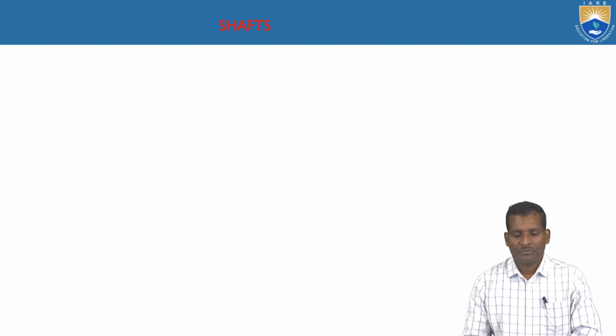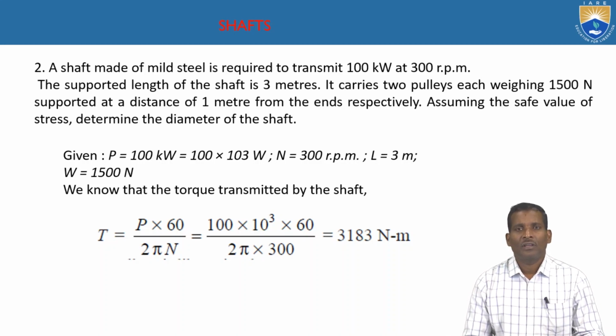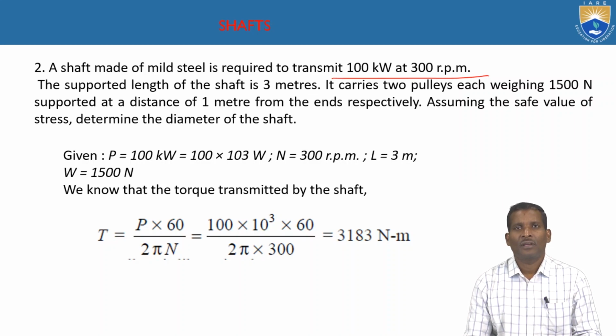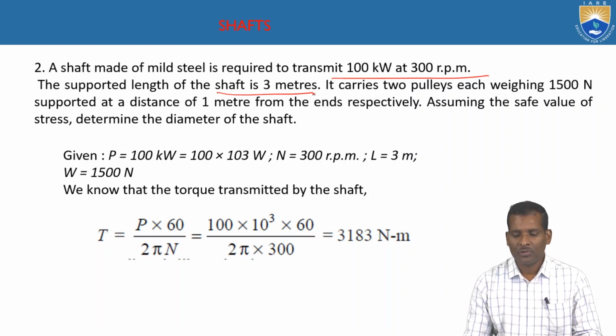Next, we will see one problem. A shaft made of mild steel is required to transmit 100 kilowatts at 300 rpm. The supported length of the shaft is 3 meters and it carries two pulleys, each weighing 1500 Newton, supported at a distance of 1 meter from the ends respectively. Assuming the safe value of stress, determine the diameter of the shaft.